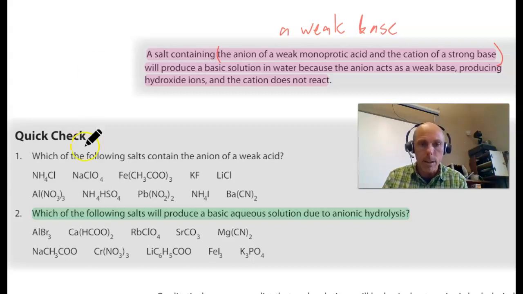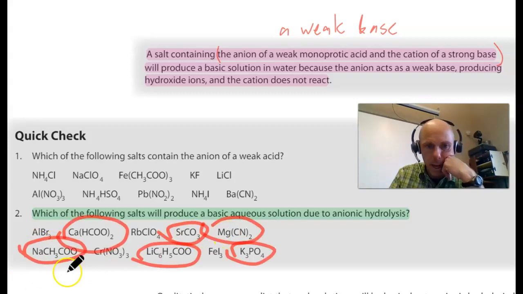All right, same thing. We're going to do quick check 2 here in green. You're going to circle, and I won't spend quite as much time justifying my answers as I did last time. Circle which of these salts you think will produce a basic aqueous solution. What you're looking for is the salts that have anions that are weak bases, or that aren't the anions of a strong acid, is another way to think of it.